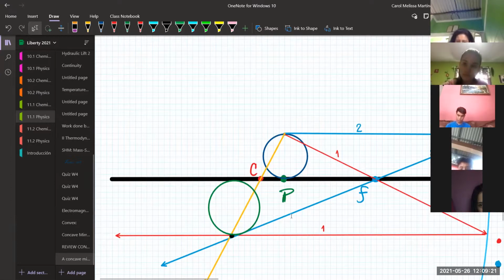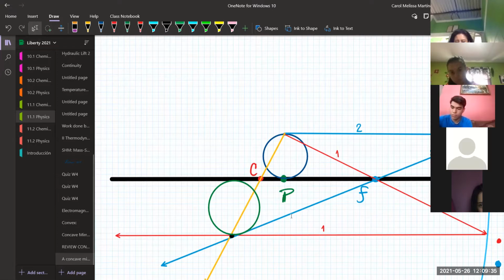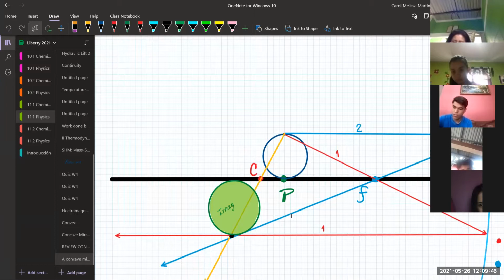And what I do just to identify, I color my image and my real object differently, and I indicate what's my image and what is my object. So here I have my image, and above I have my object.